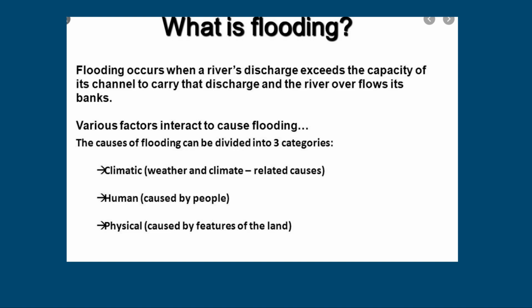So the first thing to make sure that you remember is what is flooding, and that the definition of flooding is as follows, as it says on the slide. So flooding occurs when a river's discharge exceeds the capacity of its channel to carry that discharge and the river overflows its banks. And there are various causes of flooding, obviously climatic, in other words meteorological, human, where people have exacerbated the risk, and physical, caused by features of the land.